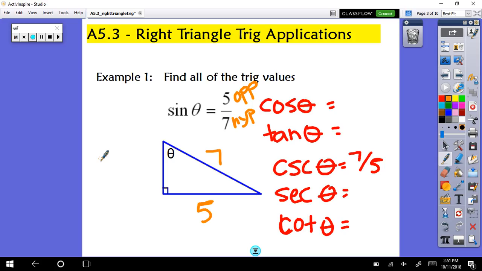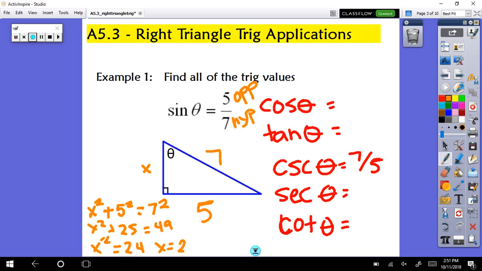I'm just going to call this one x. X squared plus 5 squared equals 7 squared. So that's x squared plus 25 equals 49. So x squared equals 24. So x is going to be 2 square root 6. So on my triangle up here, I'm going to erase my x, and I'm going to write 2 square root 6.